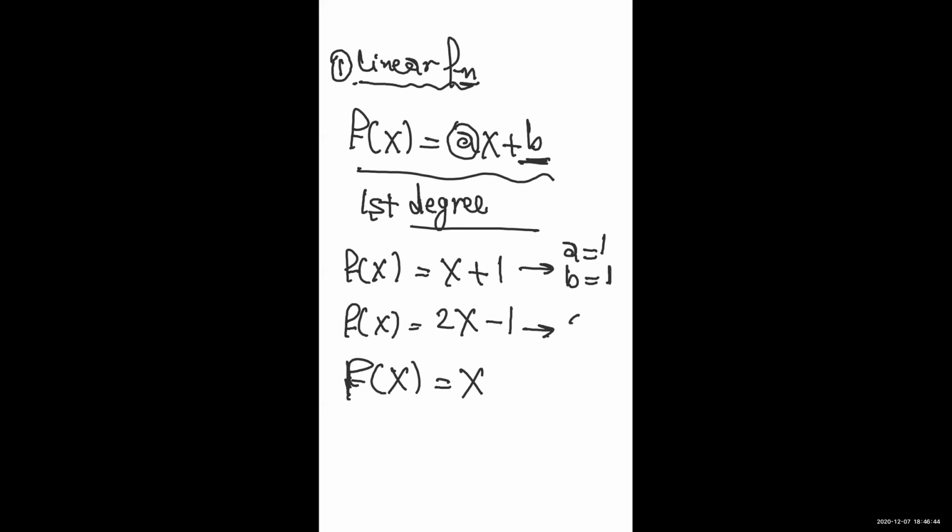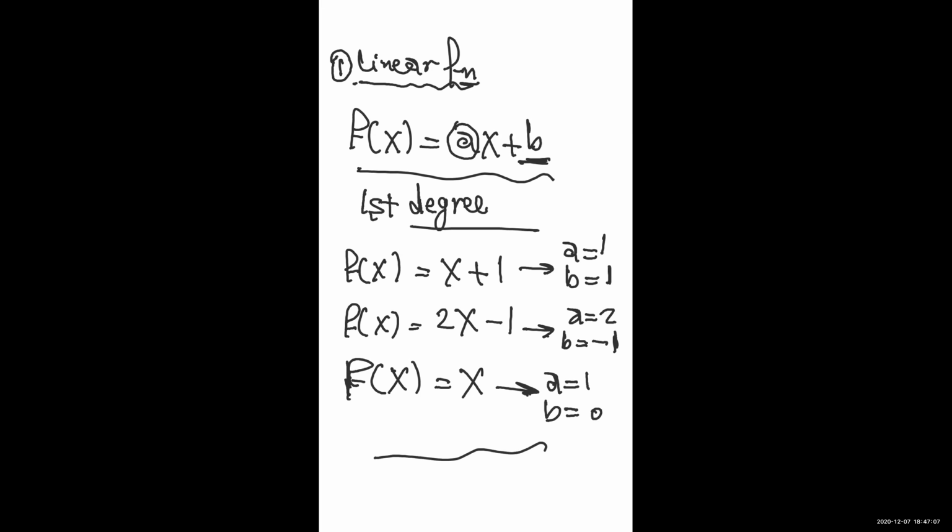On the second one, a equals 2 and b equals -1. On the third one, the coefficient of x, a, equals 1, and we don't have a number or a factor, so b equals 0.